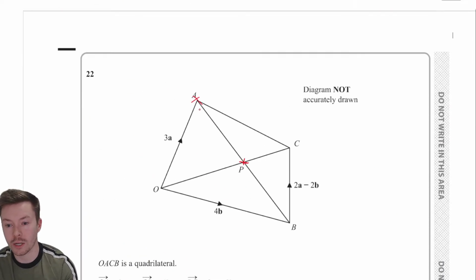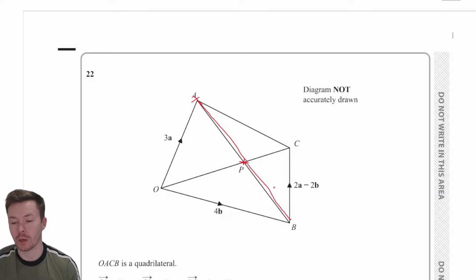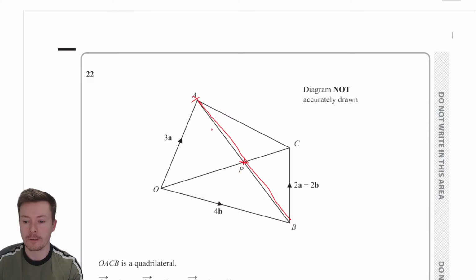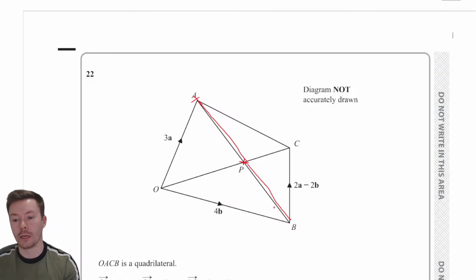So what we need to do is split up this line into fractions of the full line. We need a fraction for AP of the full line and a fraction for PB of the full line. If we just work out one of those fractions, we can work out the other because they should add up to 1, as we've got one whole of AB. So, for instance, if AP was 2/3 of AB, then PB would be 1/3.